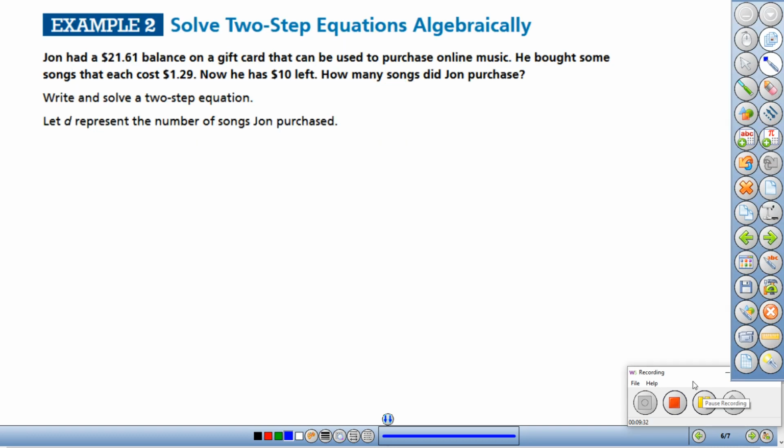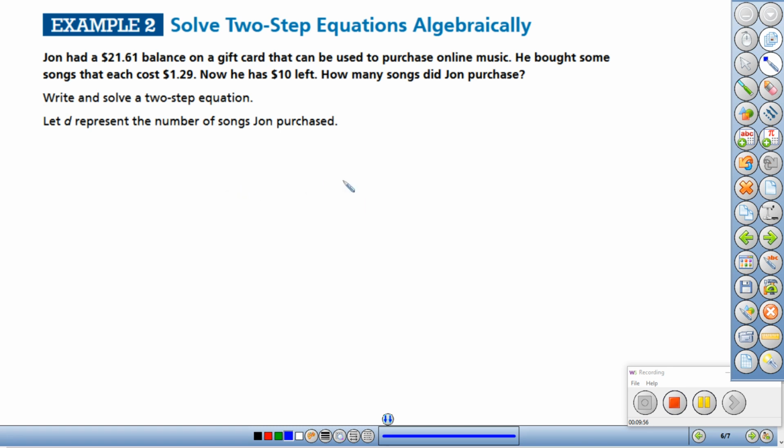Alright, so now we have another word problem to try. John had $21.61 on a balance on a gift card that can be used to purchase online music. He bought some songs that each cost $1.29. Now he has $10 left. How many songs did John purchase? They want us to use D for the number of songs that he purchased. We don't know how many there are, so we have to write the equation and then solve it.